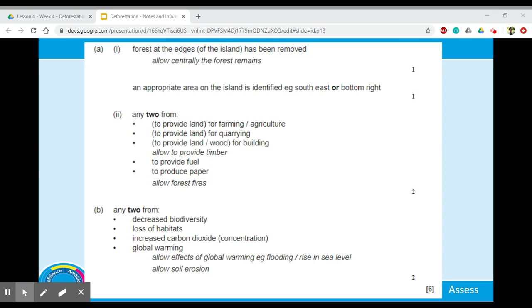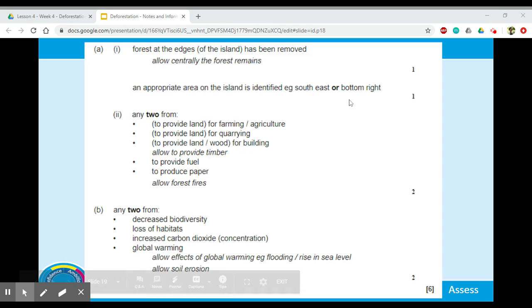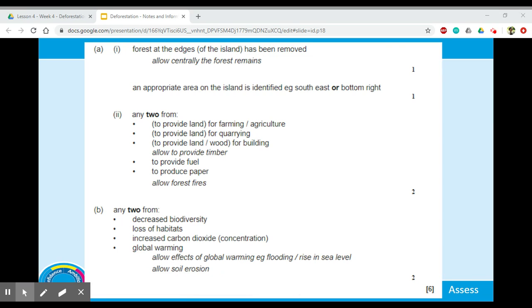And then our last question, you could have any two from these: decrease biodiversity, loss of habitats, increase carbon dioxide. When it says something in brackets here, you could have that. If you don't have that, it doesn't matter. And global warming. You can also write for this point an effect of global warming. So if you put flooding or a rise in sea level or soil erosion, you get that point as well.